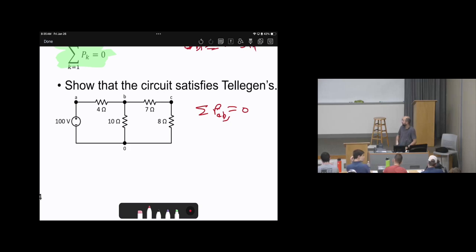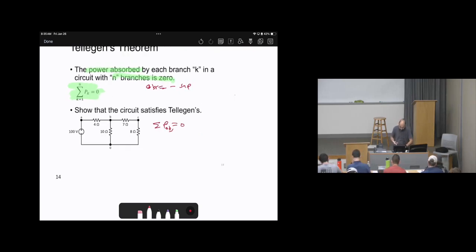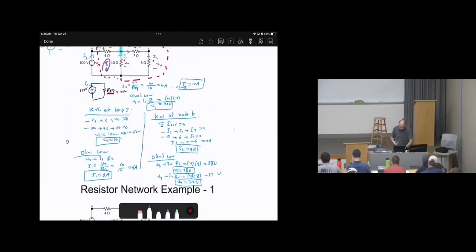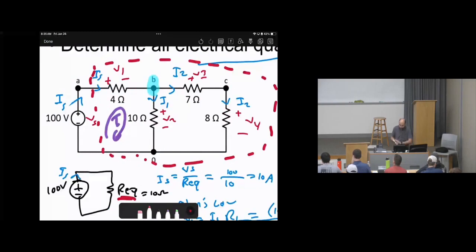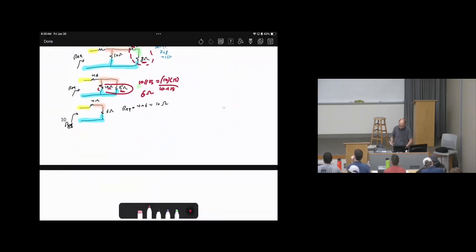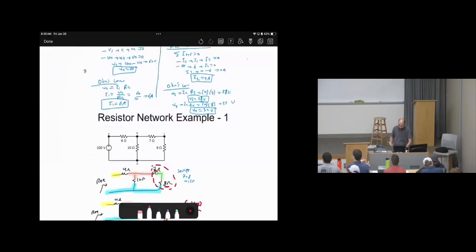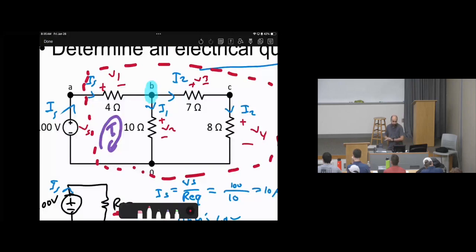So let's calculate all of the power absorbed for all of these circuits. This circuit is the same as the first example that we discussed in this class, which is example 1. So we need to validate Tellegen's theorem by calculating the power for each element, the supplying power for each element.